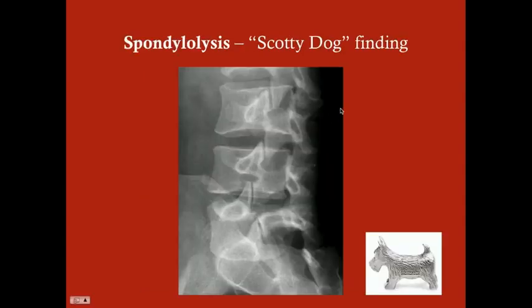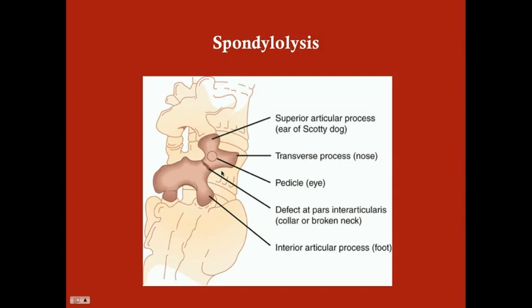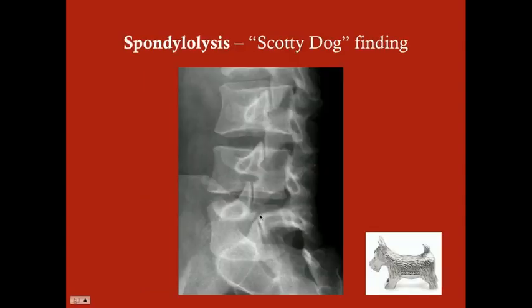So this is the Scotty dog finding. What you're looking for is, okay, here's your series of Scotty dogs. Here, here, and here. So you've got 3 dogs here. And what you're looking for is a collar around the dog. This is the collar here, and here is the collar. So here you have a continuation of the neck to the body of the dog, and here you have a collar. So right here is the fracture.